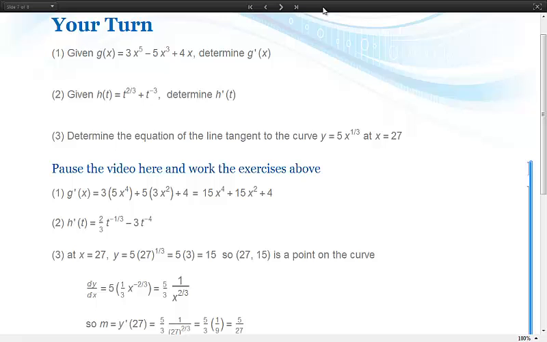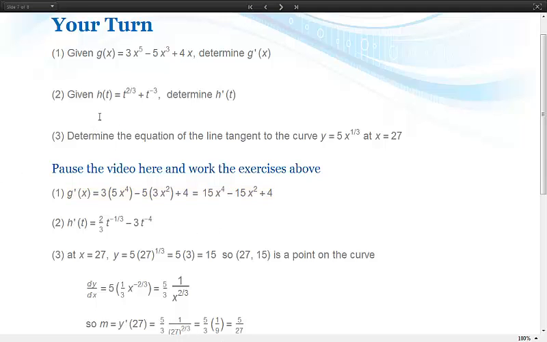In the first case, it's very easy to apply the power rule and the other rules that help us take the derivative of a polynomial. For g of x, the derivative is 3 times the derivative of x to the 5th. That's 3 times 5x to the 4th, minus 5 times the derivative of x cubed, which is 3x squared. And then the derivative of 4x is 4. So the answer is 3 times 5 is 15. 15x to the 4th minus 15x squared plus 4.